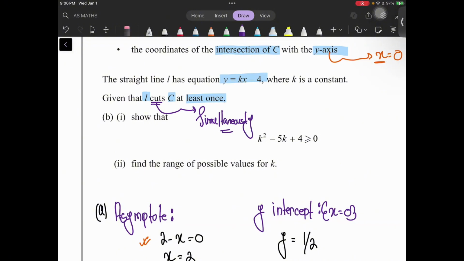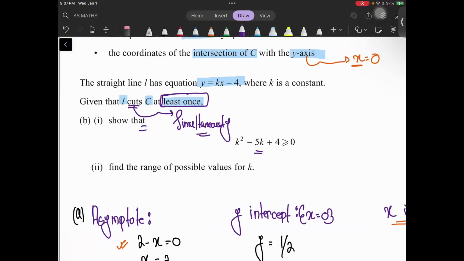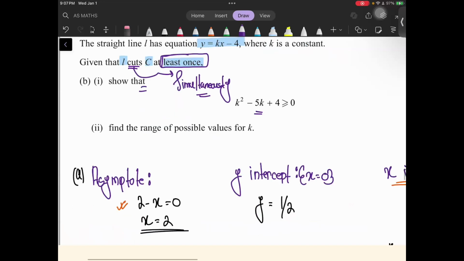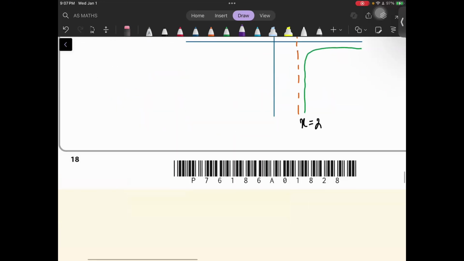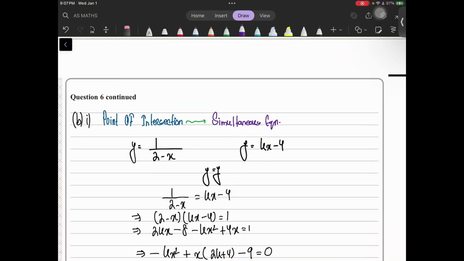Show that k equals to this, at least once. You have another important term out here. You have to show that k, you get an equation of k, that is k square minus 5k plus 4 to be greater than or equal to 0, right? So for the point of intersection, as I said, simultaneous equation. You have the equation of that asymptotic graph and of that line as well.